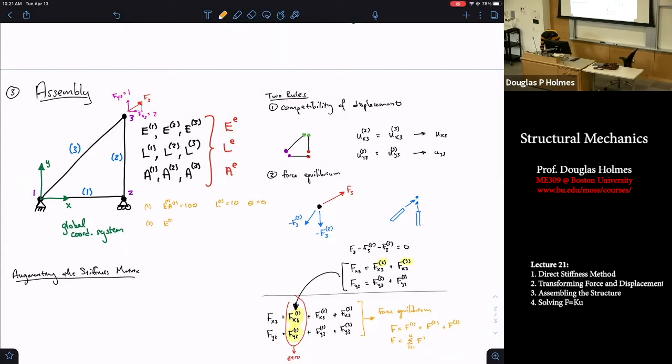For member two, we'll say EA is 50, the length is also 10, and the angle is 90. And for member three, we'll say that EA is 200 root 2. Why did I throw a square root in there? It makes the math easier. The length is 10 root 2, and the angle is 45 degrees. All right, this will be helpful for us.